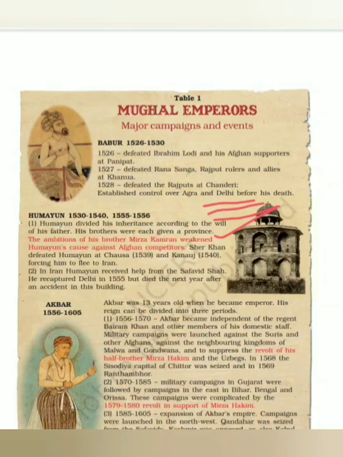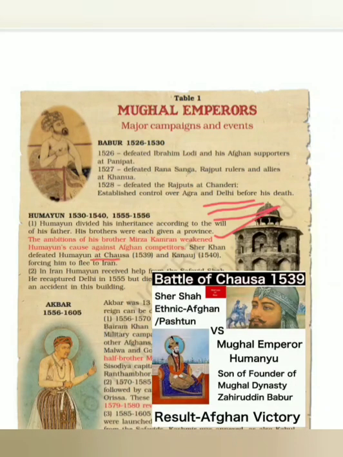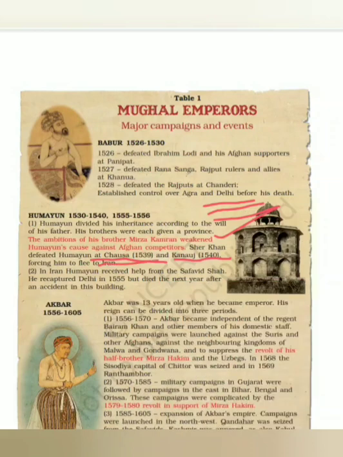Then there were two battles fought with him when he was in the reign. It was the Battle of Chausa, that is given here in 1539, and then the Battle of Kannauj, that is 1540. What was the Battle of Chausa? It was near Buxar. But the Battle of Buxar is also there, which comes when colonial rule is already established. So the Battle of Chausa is not the Battle of Buxar, do not confuse.